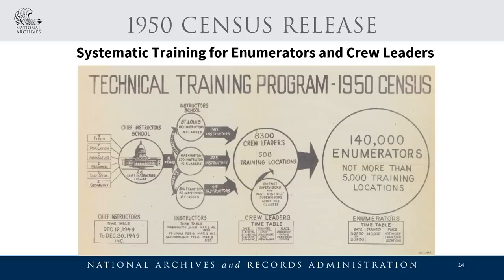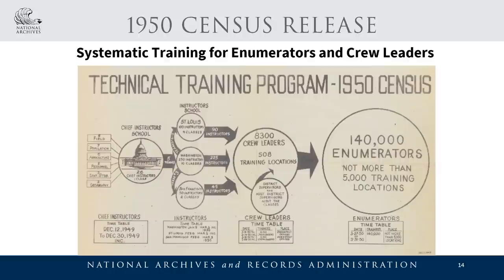A large temporary workforce requires training, so the Bureau of the Census began the training process in December 1949 with the designated chief instructors learning everything there was to know about the forthcoming census. Those chief instructors then trained other instructors who then fanned out across the country to train about 8,300 crew leaders. The 1950 census was the first census to use crew leaders. Their job was to supervise about a dozen enumerators.